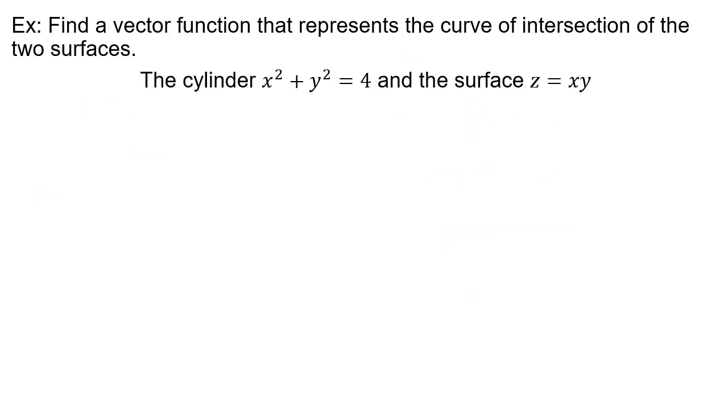All right, and last but not least, this is where I mentioned in class before we left for spring break that there are times that there could be multiple correct answers, and this is an example of that. Can we find any vector function that represents the curve of intersection of these two surfaces? So we have the cylinder that we saw in the last section, and then just a general surface that we're going to define as z equals x times y.